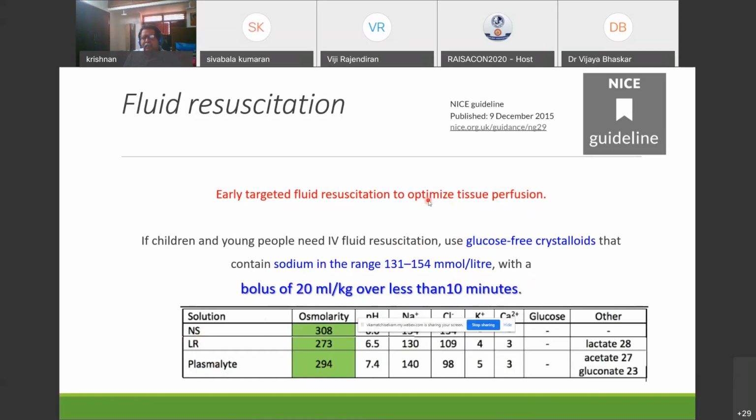If still the BP is not coming up, then you may have to repeat it once more. If it's still not coming up, you can repeat for the third time. Only up to the third time you are allowed. By that time you will have to find out what could be the cause, whether the patient requires some other additions like vasopressors or inotropes, you will have to decide. Okay? So the first part of replacement is resuscitation.